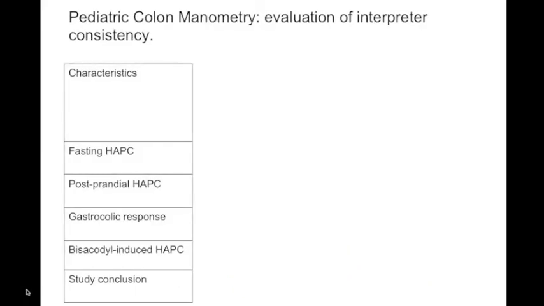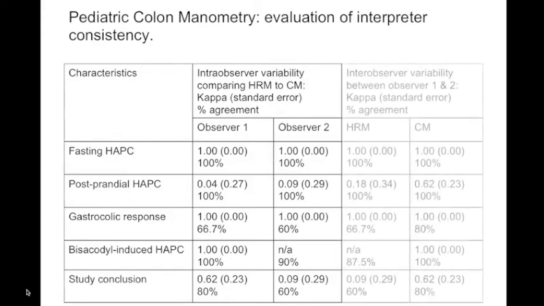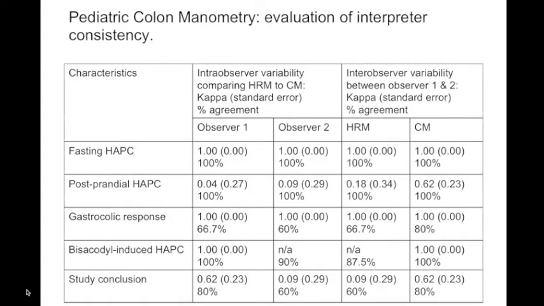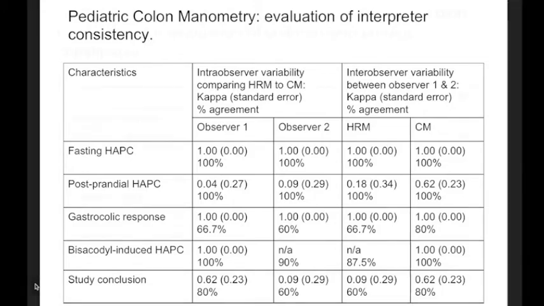There was very good agreement when using HRM compared to conventional manometry to analyze the motility studies for both observers. In addition, there was very good agreement between the observers when using HRM or conventional manometry to analyze the studies. In a few instances, there were low kappa values despite a good percentage agreement, and this was attributed to a statistical imbalance in the margins.